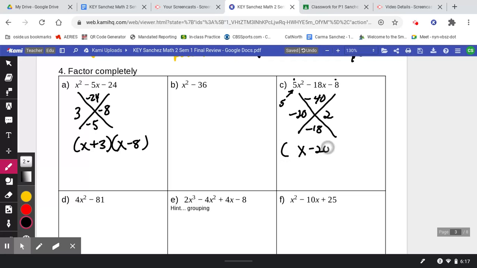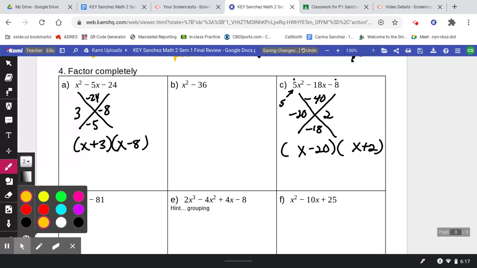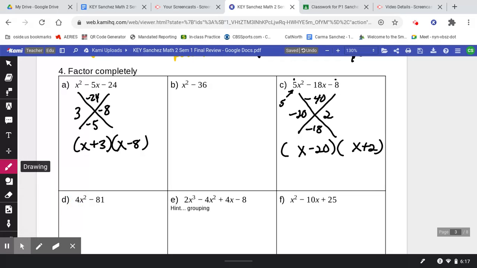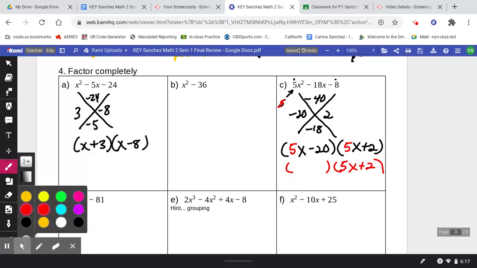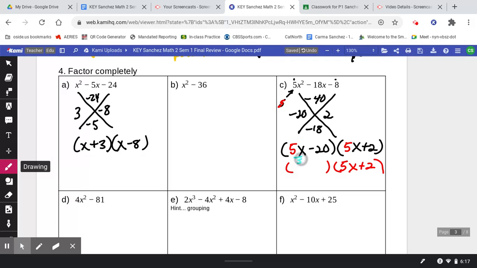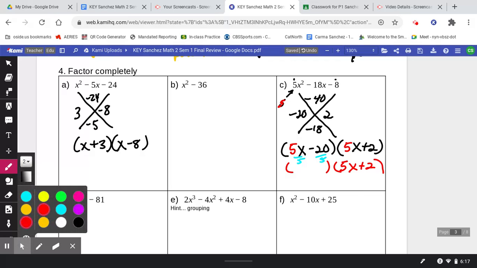Now this is not x minus 20 and x plus 2 only, because there is a 5 here. We have to remember that that 5 coefficient needs to go as part of our factors, and we need to reduce it out if possible out of one of them. So notice that the 5x plus 2 cannot reduce at all, but that this one right here can reduce. A 5 goes out of 5 and a 5 goes into 20. So this one right here is going to reduce down to x minus 4.